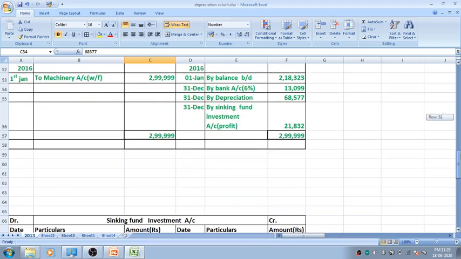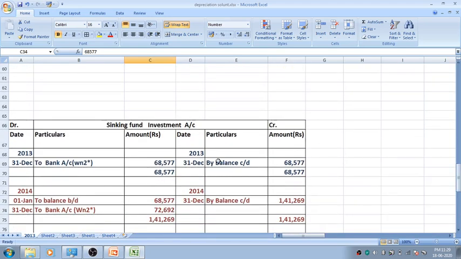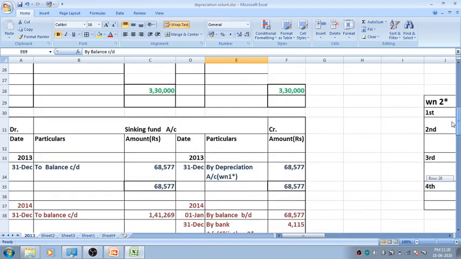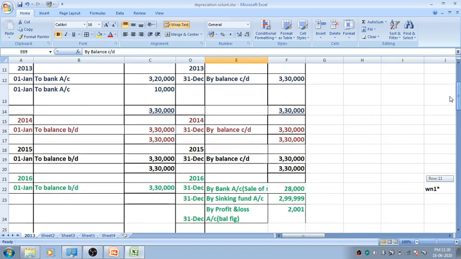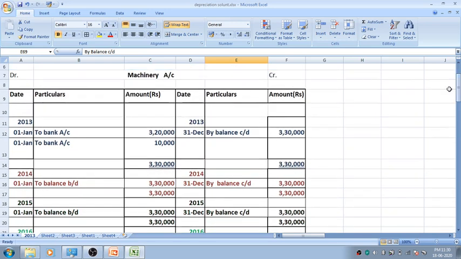Similarly, we will go for the third account, investment. We have written the purchase entry here on the debit side. So balance will be on the credit side. By balance carried down 68,577. For your understanding, I have written all year-wise journal entry in particular colors.